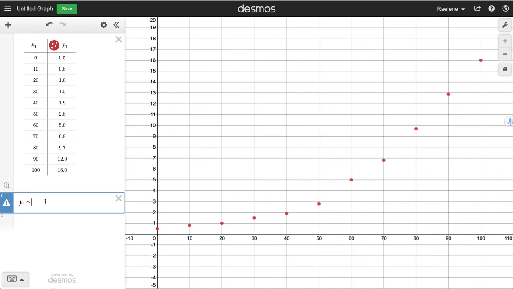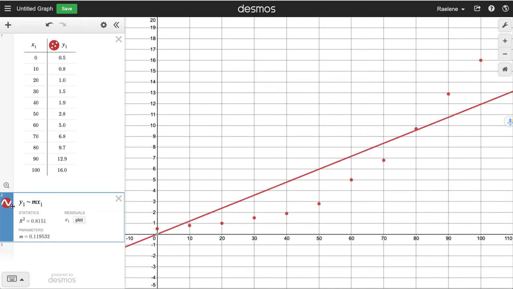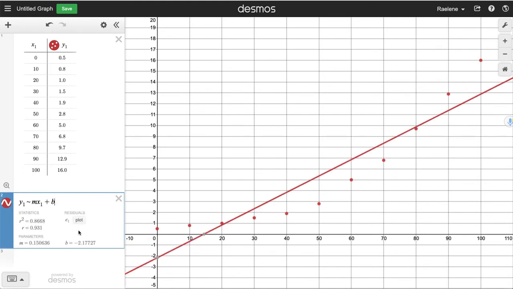Now we need to tell it what type of equation we want, and if we want a linear equation, we would use mx plus b. Now we can type mx1 because we want to relate the x1 data to the y1 data, and then plus b. There's nothing really particular here about using m, we could use a. And so if I change it, a just represents the slope of this line.